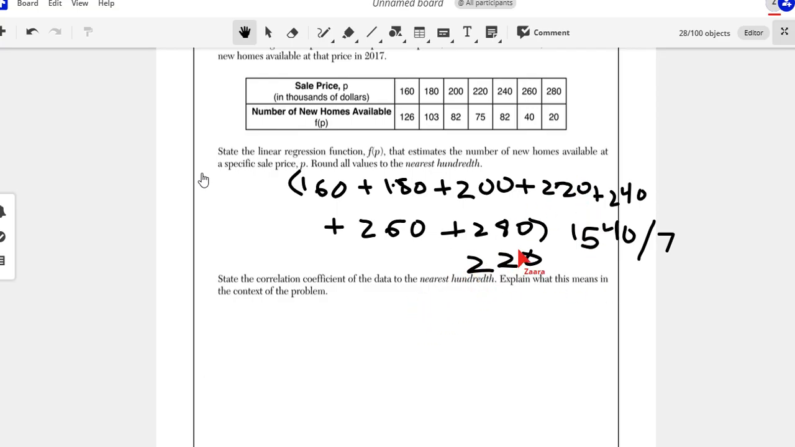Why did you divide it by 7? Because that's the number of values, that's what we do when we find the mean. Did you have to find the mean? You have to find the regression line, and it can be easily determined with the help of a calculator.